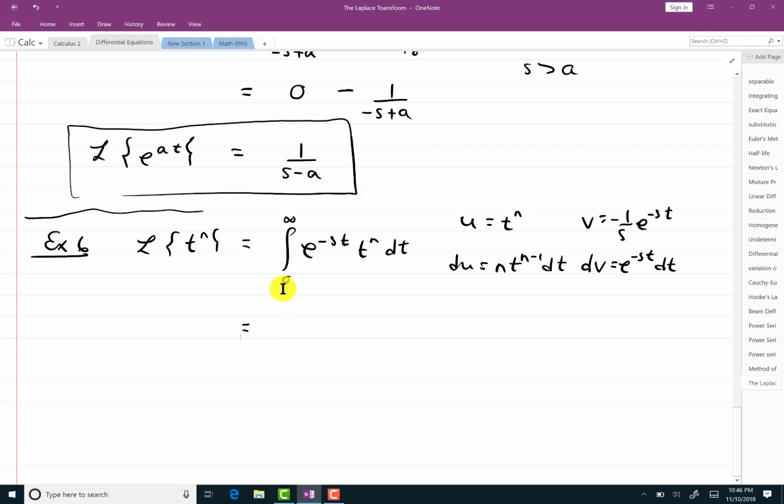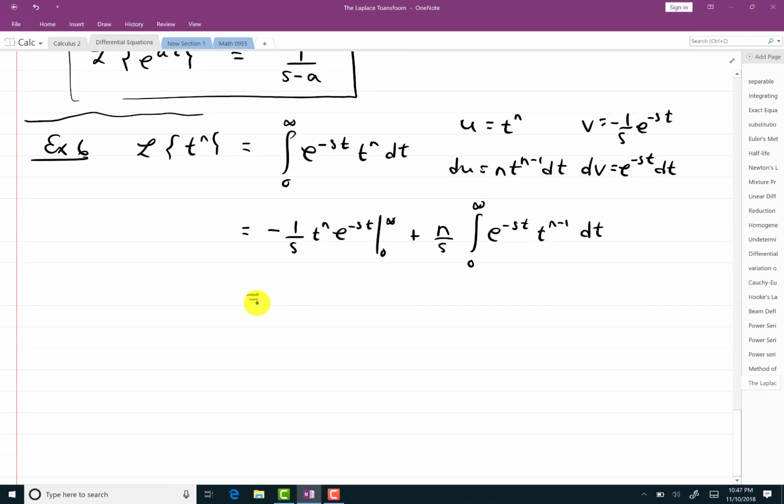So this integral will equal, I'll have t to the n times that stuff, so negative 1 over s, t to the n, e to the negative st from 0 to infinity, plus, and I'm putting a plus because when I subtract this diagonal here, it'll become positive. The n is a constant, and so is the s, so I'll be able to pull out the n over s in front of the integral. And what do I have left? I have e to the negative st, t to the n minus 1 dt.